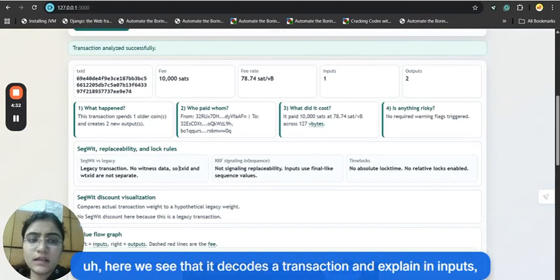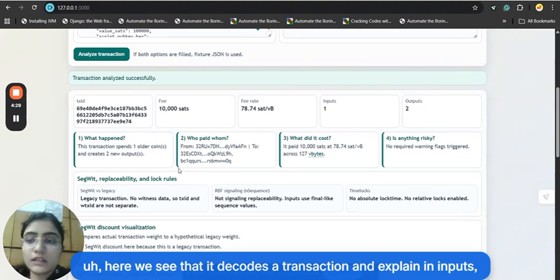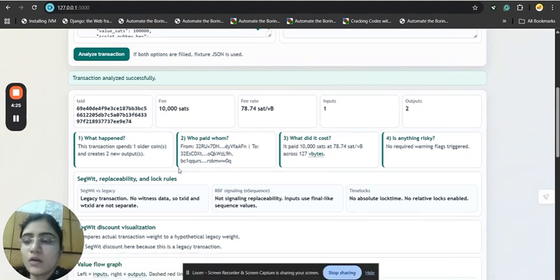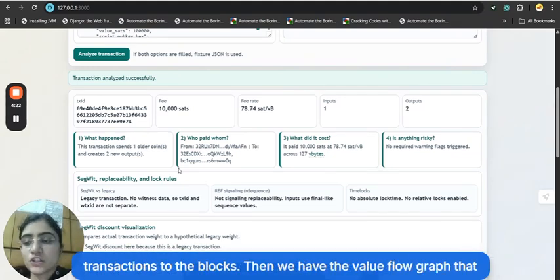So here we see that it decodes a transaction and explains the inputs, outputs, as well as the fee involved for the same. What is this fee? This is the fee meant for the miners who add the transactions to the blocks.